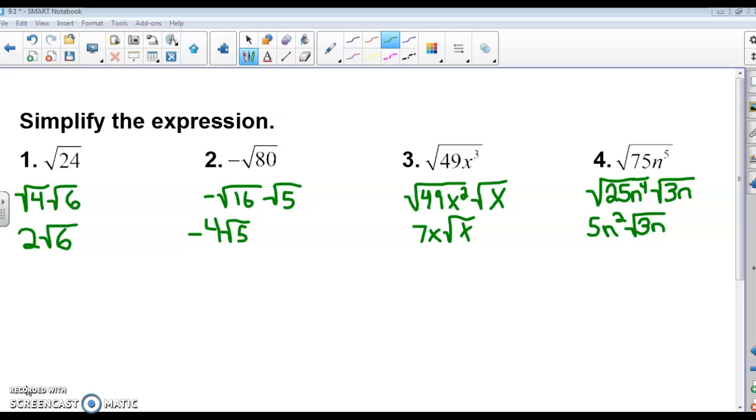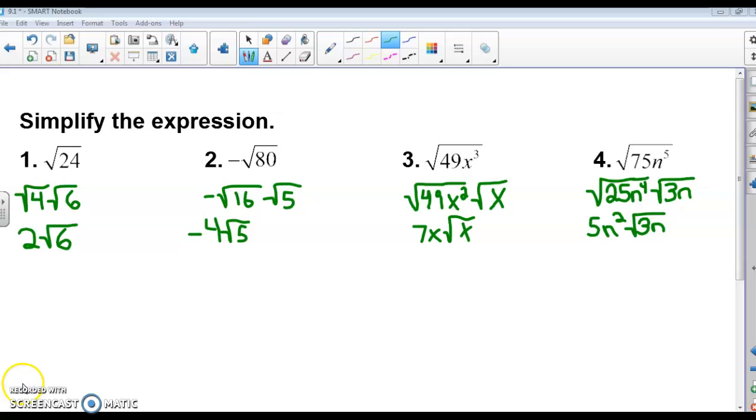For 3, since we have an x cubed inside, I put x squared in the perfect square factor radical, and just x in the radical where it's going to stay there. So 7x square root of x is the answer for that one. And 75 n to the 5th. 25 is the greatest perfect square factor of 75. N to the 4th is what I'll take out of n to the 5th. And then 3n stays inside the radical. So I get 5n squared, square root of 3n.